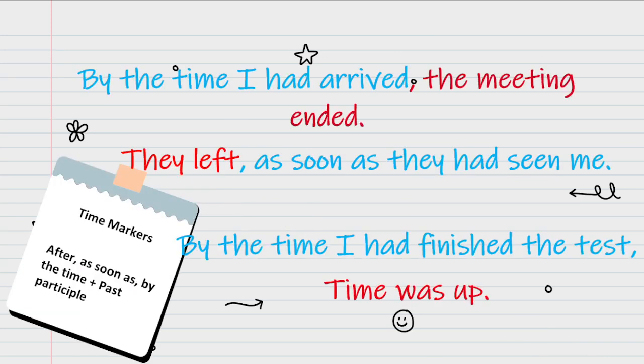So here are more examples. Again, we can use time markers such as after, as soon as, by the time, or the past plus the past participle. By the time I had arrived, the meeting ended. They left as soon as they had seen me. So first action, they saw you, and then they left. They're avoiding you. And the last one, by the time I had finished the test, time was up. So your test was late.